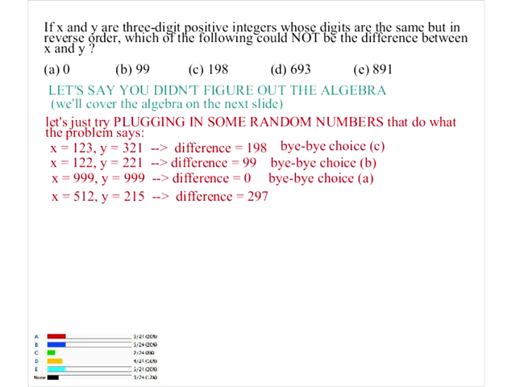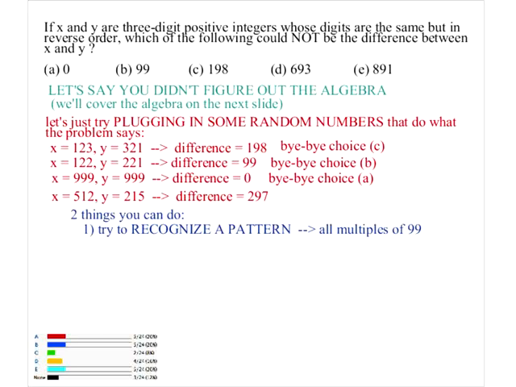So here you can do 2 things. Number 1, try to recognize a pattern. In this case, the pattern is all of these are multiples of 99. Now, I admit that's not the world's easiest thing to see. So if you don't see that, the other thing you can do is just keep bombing the problem with numbers until only one choice is standing.